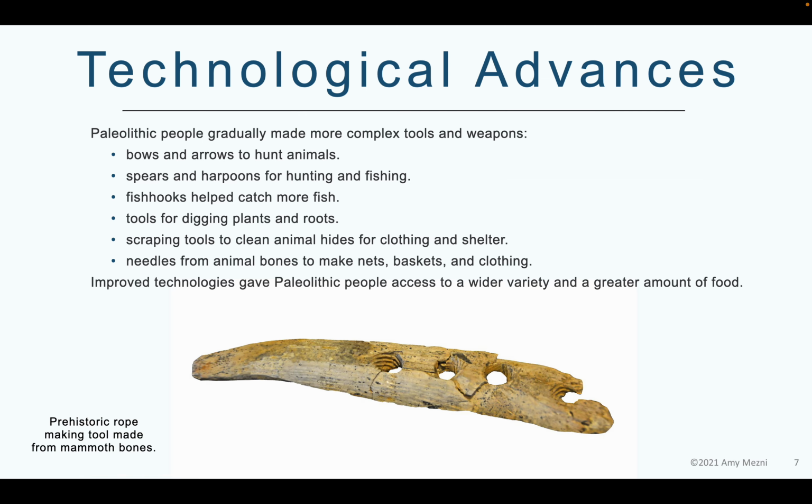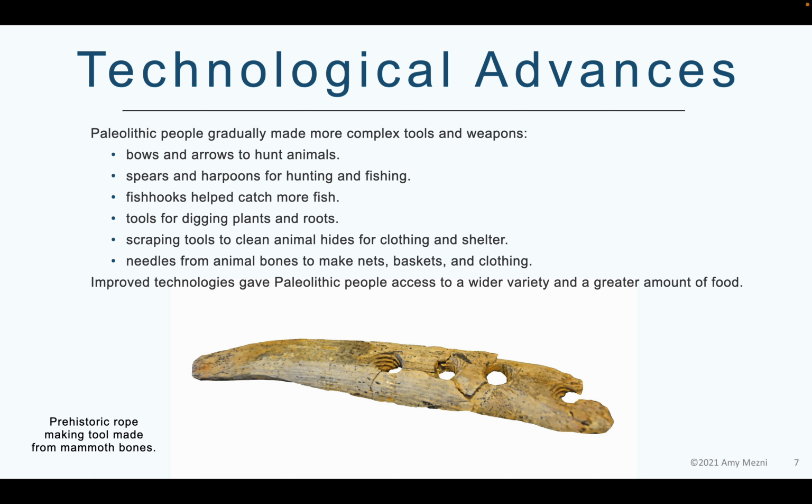Some of the technological advances during this time period, over long periods of time, came as they started to make more complex tools and weapons. We'd see the development of the bow and arrow to hunt animals, spears and harpoons for hunting and fishing. Fish hooks made it easier to catch more fish. Then they would create tools for digging for plants and roots, for their gathering. And there were scraping tools, which they would use to clean animal hides for clothing or their shelters.